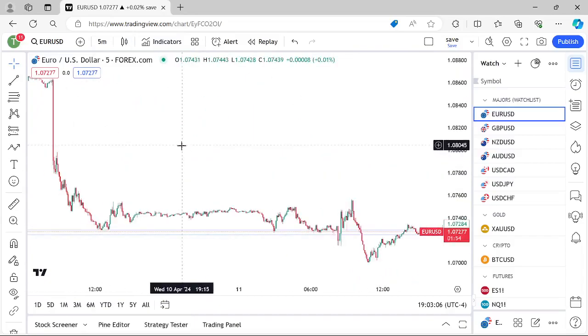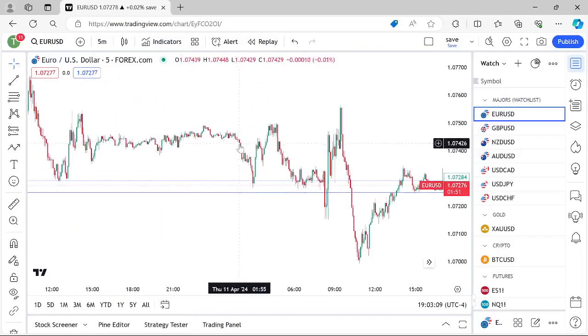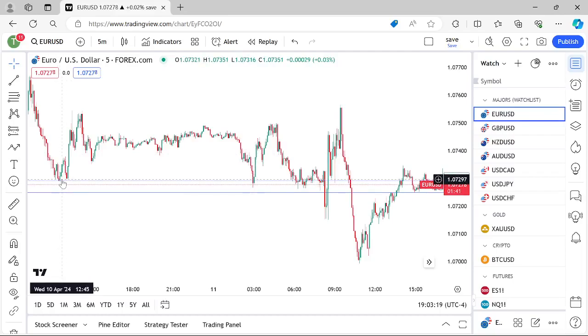Very, very close attention. So what happens here? This thing comes down and it targets that low right there. That's previous day's lows, sell side liquidity. Okay, that's a big, big liquidity pool that we were just talking about.